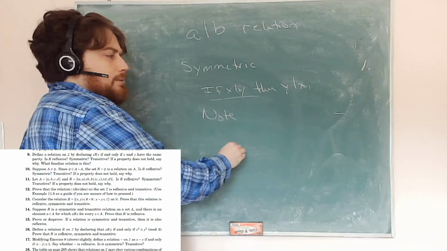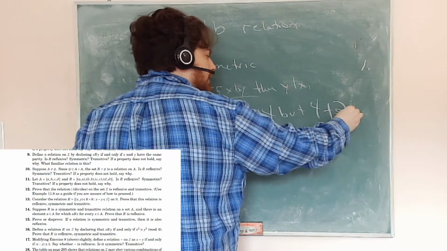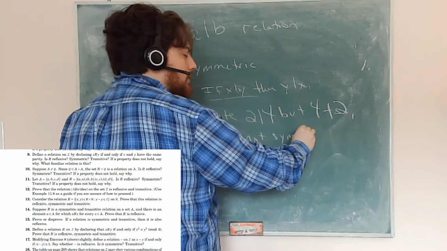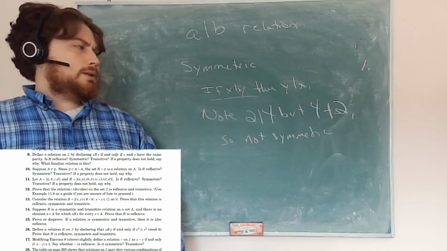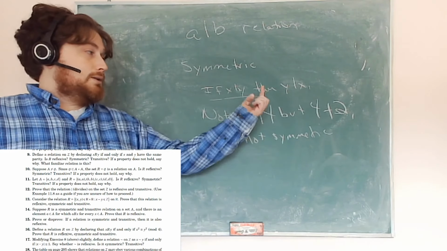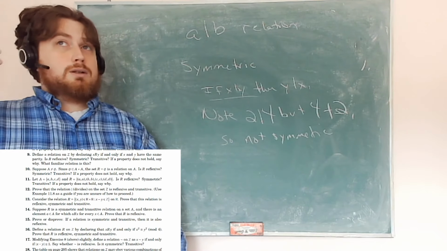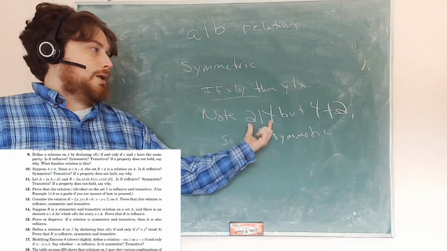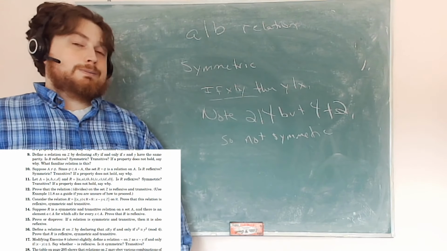Note this isn't too bad. We just have to say, note that 2 divides 4, but 4 does not divide 2. So we are not symmetric. As opposed to having to work with this at all times, we just have to find one example, or one counterexample. We can have 2 divides 4, but 4 does not divide 2. Or 1 divides 2, but 2 does not divide 1. Or 1 divides 3, but 3 does not divide 1. Actually, the only way that x divides y and y divides x is possible is if x is equal to y. And so this would be non-symmetric.